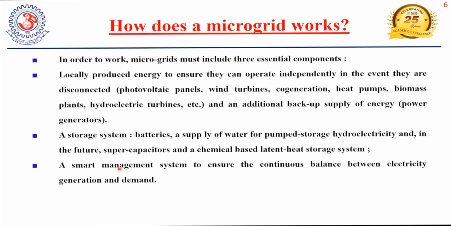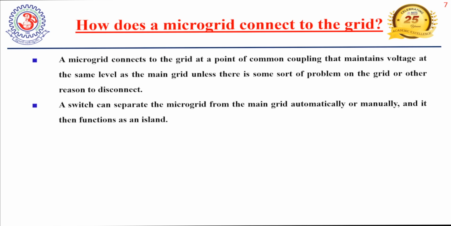The third thing we require is smart management. Without management we can't fulfill the load requirements. So here we need a management system, according to which, based on the load, we generate the electricity and deliver it to the load. So all these things are how a microgrid works. So next we will see how a microgrid connects to the grid, or utility grid, or main grid, or you can call it the conventional grid.